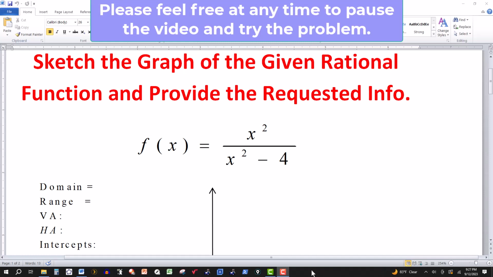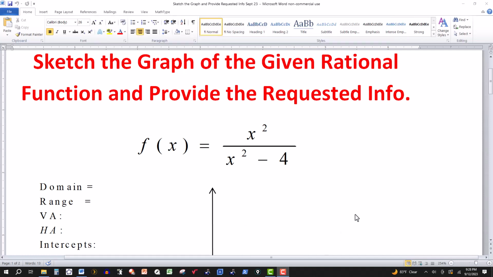In this video, we want to sketch the graph of this rational function and provide the requested information. So in other words, we're going to give the domain, the range, the vertical asymptotes, if any, horizontal asymptotes, if any, and the intercepts of the graph.